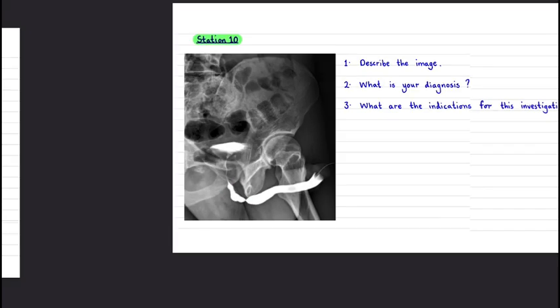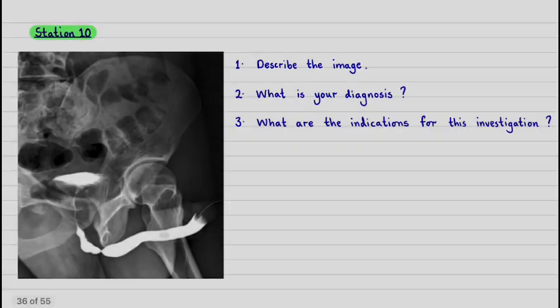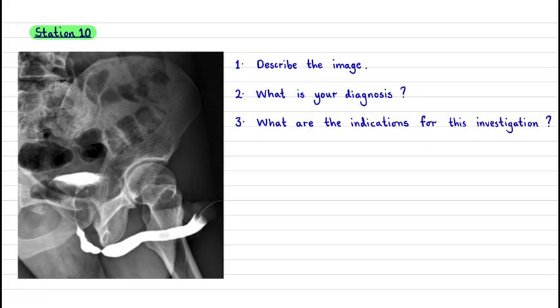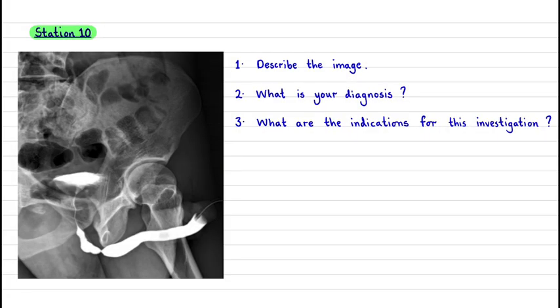And then there is no obstruction to contrast flow at the narrowed side of the urethra. So as you can see, the contrast is able to make its way all the way up into the bladder, despite this characteristic narrowing right here. So the diagnosis is a bulbar urethral stricture. Number 3, what are the indications for this investigation?